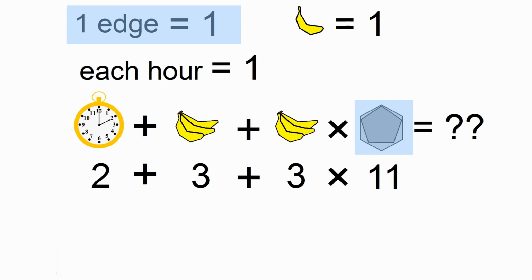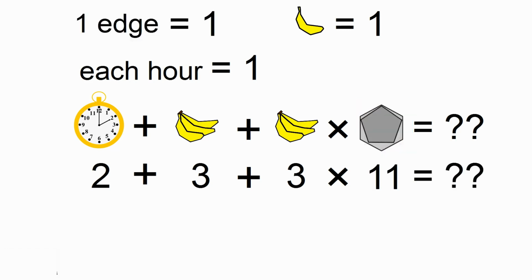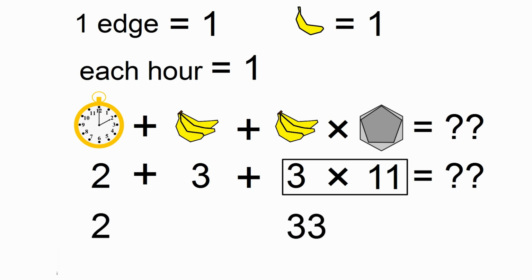So we're now ready to evaluate this expression. But we have to remember one more thing: we have a multiplication in this equation, so we need to evaluate that first according to the order of operations. 3 times 11 is equal to 33. We have 2 plus 3 plus 33. So what's our final answer? 2 plus 3 plus 33 is equal to 38, and that's the answer to this puzzle.